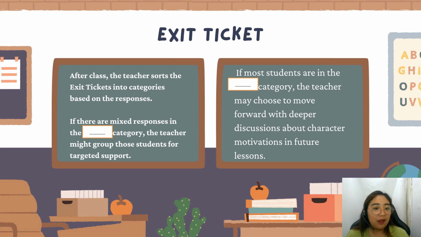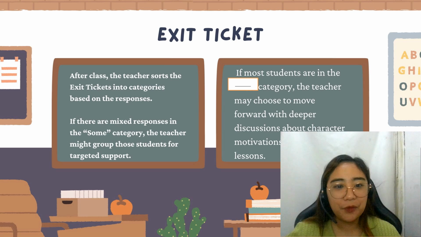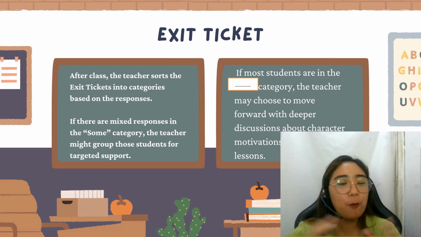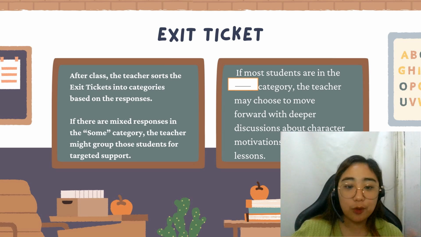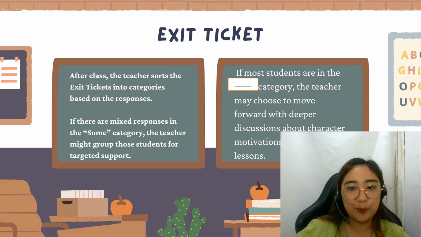And that is, if there are mixed responses in the blank category, the teacher might group those students for targeted support. Again, pause the video and you can come back here and give your answer. Welcome back. So I'm hoping your answer is some. So if there are mixed responses in the some category, the teacher might group those students for targeted support.